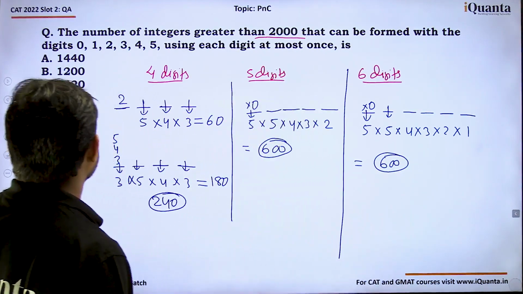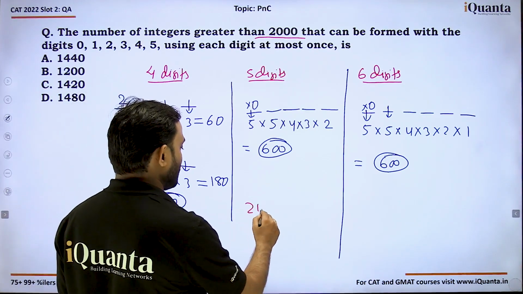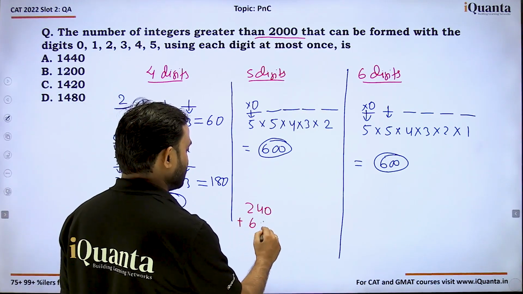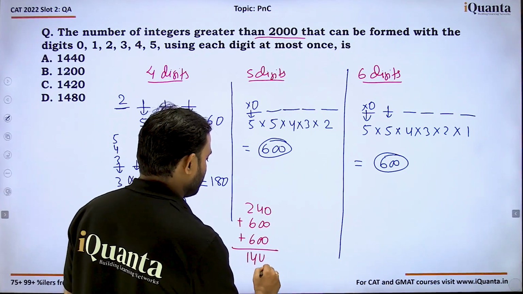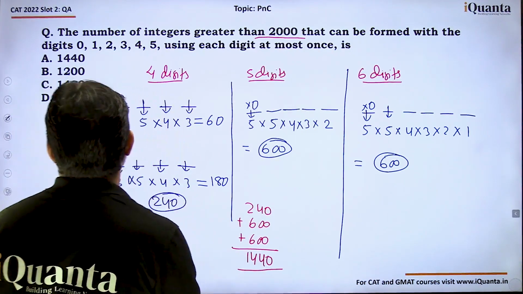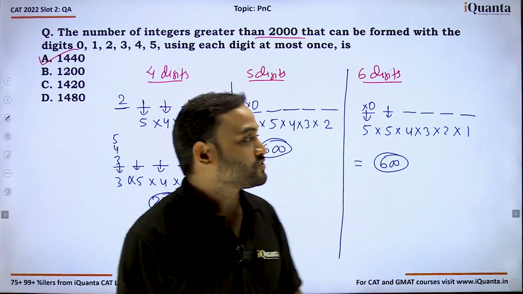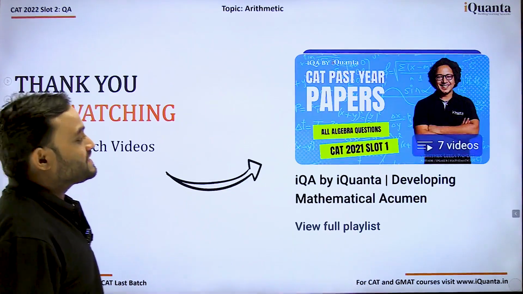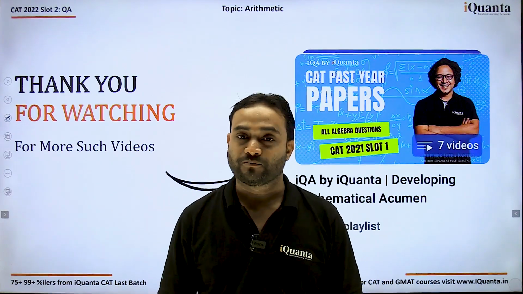So a total number of such integers that we get is 240 plus 600 plus 600, which is equal to 1440. So what's your answer? Answer is option A. So with that, we are done with CAT 2022 slot 2 all the problems.